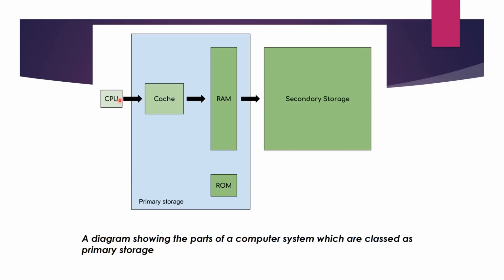There we have a CPU. First, the CPU can access data through cache, and then it can access data through the RAM, right? And after RAM, it will access the data through secondary storage, and this secondary storage will return to the RAM and cache and so on.